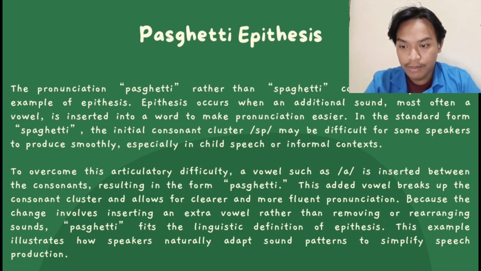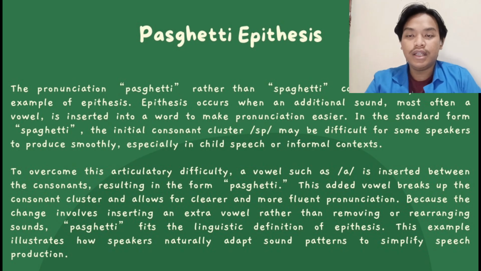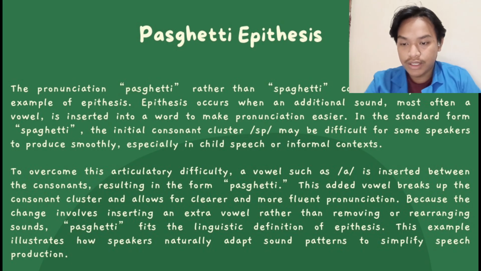Pasghetti, epithesis. The pronunciation "pasghetti" rather than "spaghetti" can be analyzed as an example of epithesis. Epithesis occurs when additional sounds, most often a vowel, are inserted into a word to make pronunciation easier. In the standard form "spaghetti," the initial consonant cluster may be difficult for some speakers to produce smoothly, especially in child speech or informal contexts.